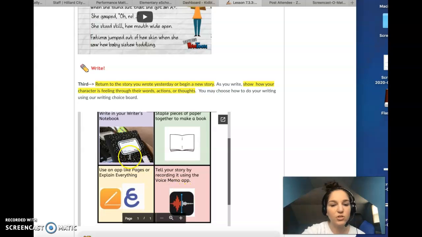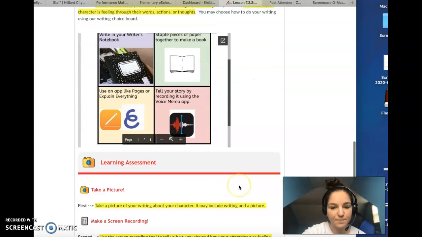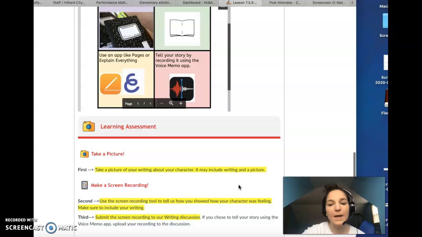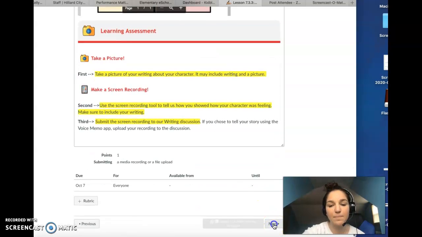Okay, so you can choose any of these ways to write. And then make sure you just take a picture of your writing. We are not submitting today.